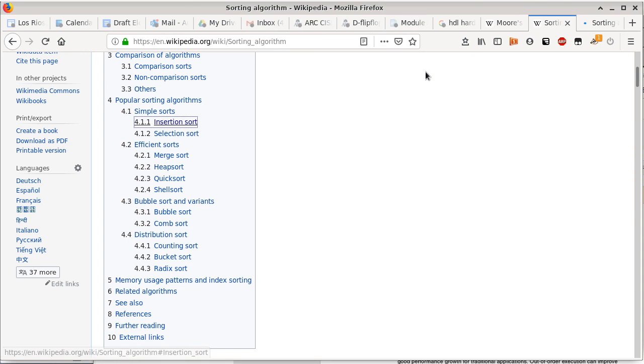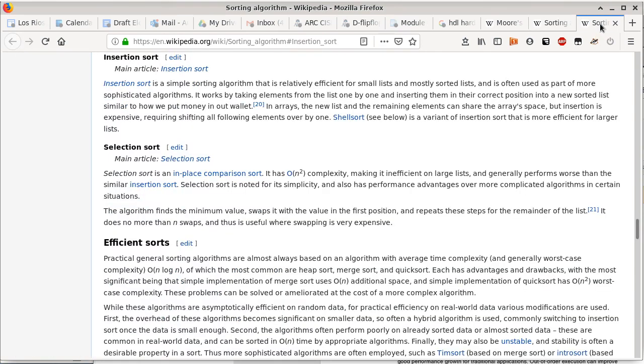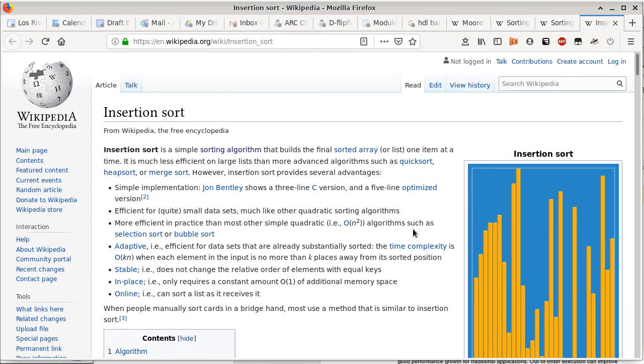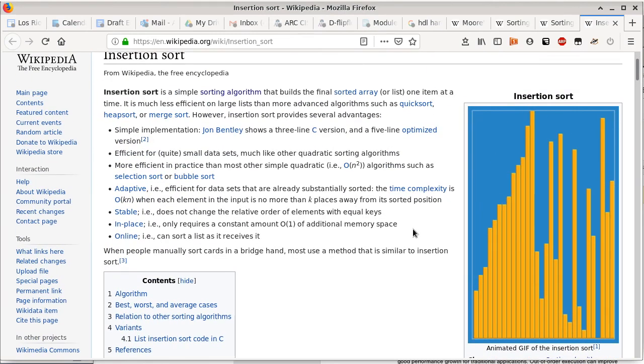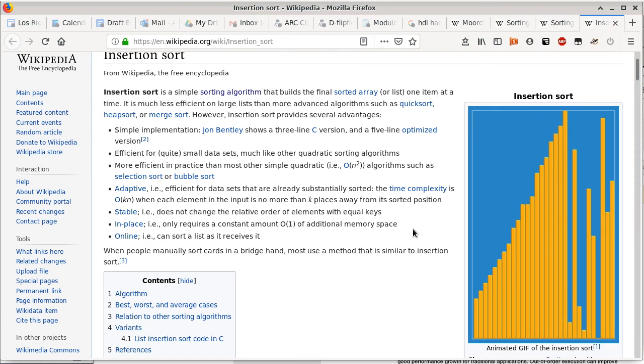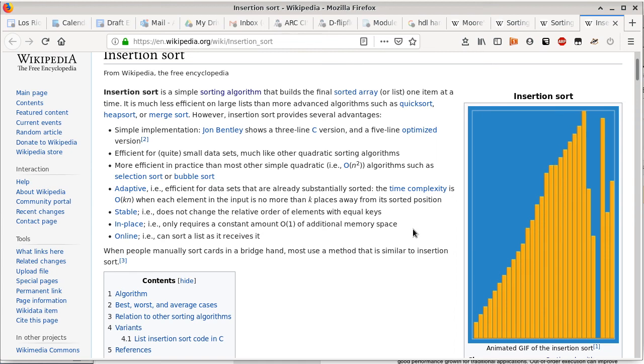I'm going to open it in one tab. Insertion sort has its own main article. We'll go to insertion sort as a main article. And there's a little animation of insertion sort. There are all kinds of animations to help you understand how sorting algorithms work. There are even YouTube videos that can show you how sorting algorithms work, and they use Hungarian dancers.